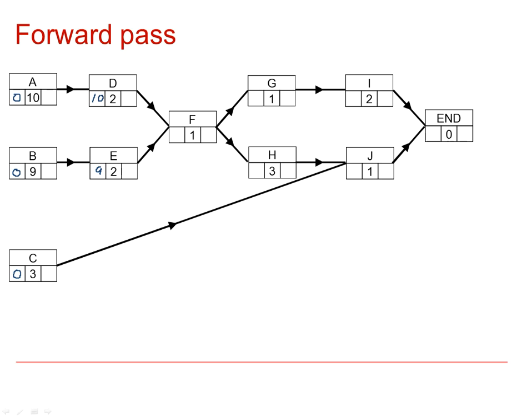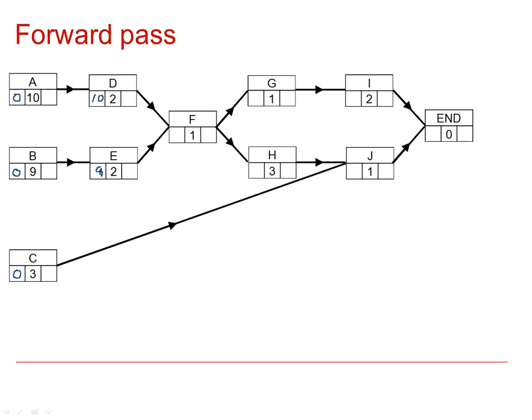Now we're going to go forward and look at F. You see that there are two arrows coming into F, one from D and one from E. So if you consider D, then D is 2 units of time in duration, so that would take us up to 12, 10 plus 2 being 12. E is also duration 2, but it can start at time 9, so that we then reach 9 plus 2 is 11.